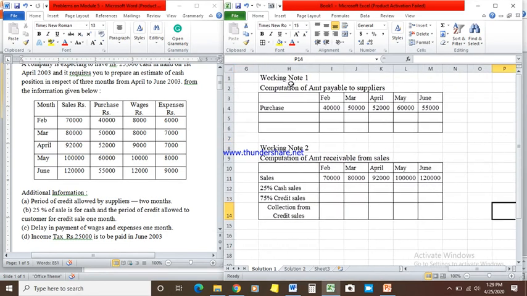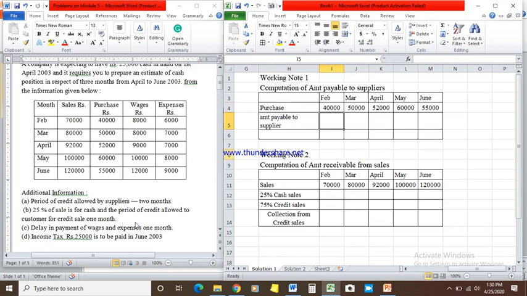So the first working note will be computation of amount payable to suppliers. So I mentioned all the months, February, March, April, May, June. The purchases made in all these months have been mentioned. So I'll be mentioning here the amount payable to supplier. According to the problem here, the period of credit allowed by supplier is 2 months, which means now the 40,000 payment will be paid after 2 months.